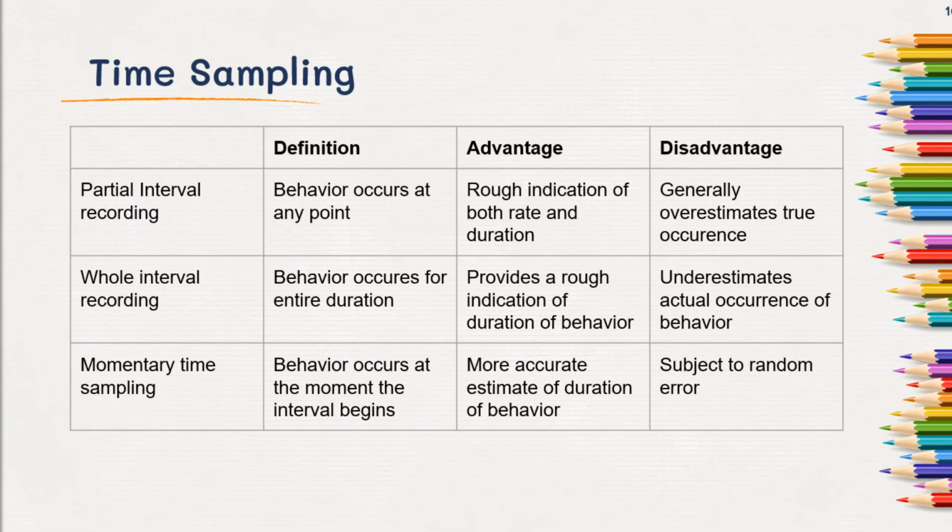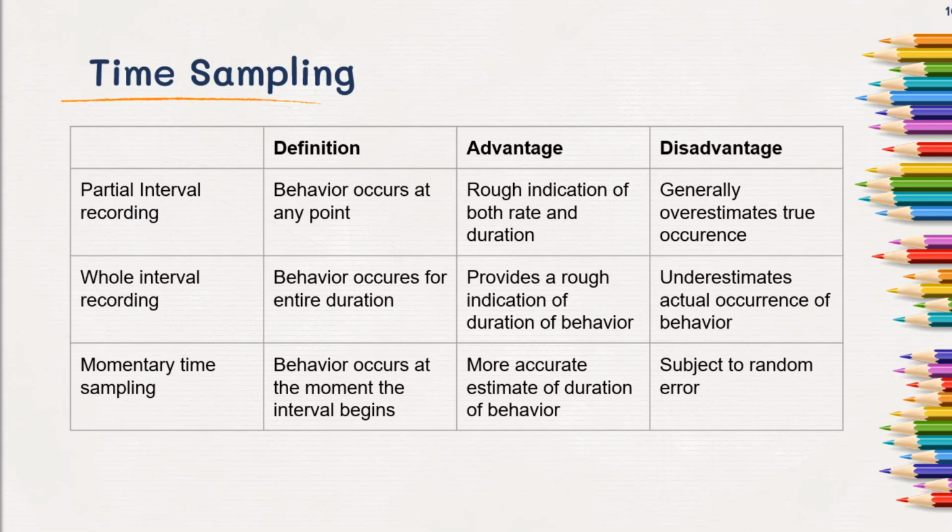Next, let's look at time sampling. So instead of looking at examples and non-examples, we're going to talk about the advantages and disadvantages of these. So for partial interval recording, to give a step back, these are non-continuous measures. So we're now going into that part of different types of measurements, the first one being partial interval recording.